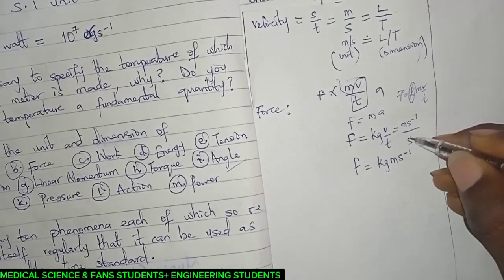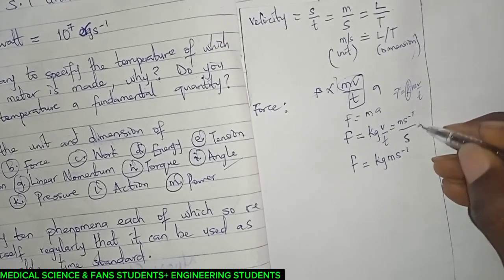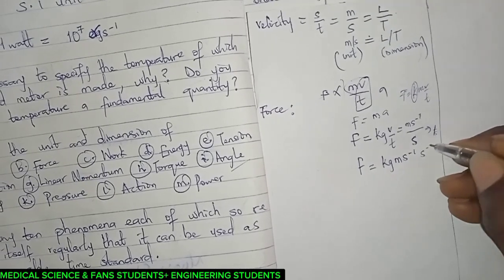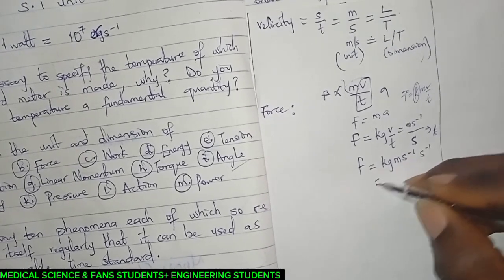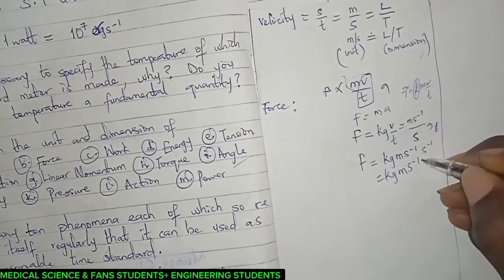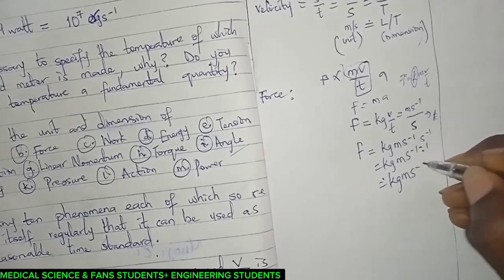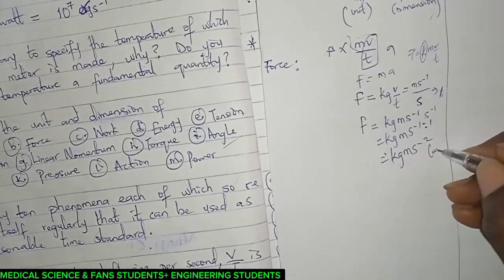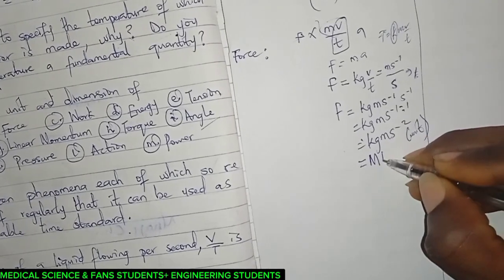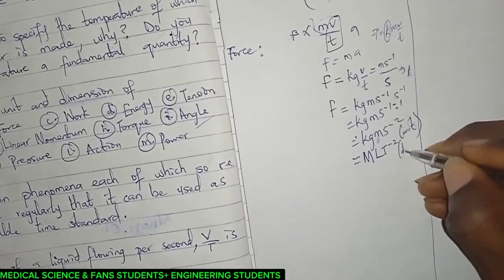The second in the denominator is 1 over s, so this is s to the power minus 1. You add it up and you have kilogram meter per second to the power minus 2. So this becomes the unit for force. The dimension for force is simply M L T raised to power minus 2. So this is the dimension.